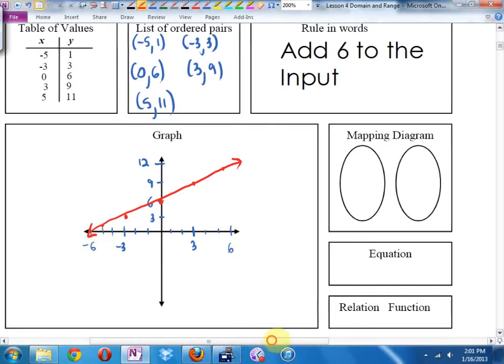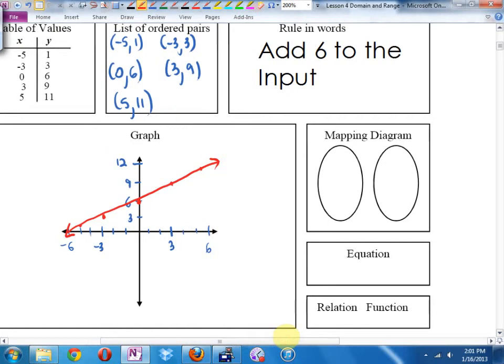What about as a mapping diagram? For a mapping diagram, you would list all of your x values from smallest to biggest, -5, -3, 0, 3, and 5. You would list all of your y values from smallest to biggest, 1, 3, 6, 9, 11. And then you draw arrows connecting what became what. What did negative 5 become? What did negative 3 become? 0 became 6, 3 became 9, 5 became 11.